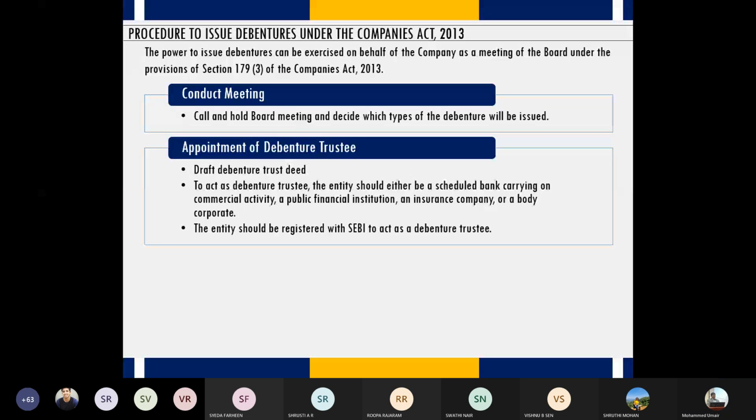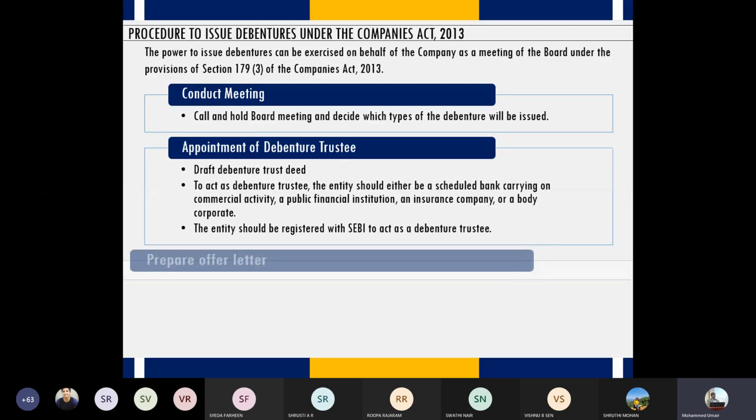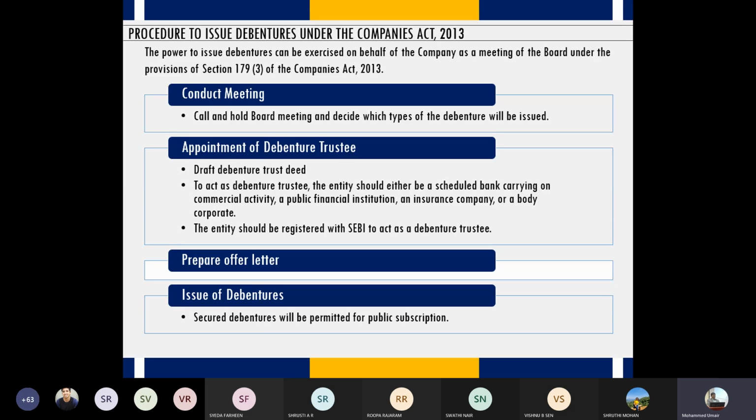So let's say if I am issuing debentures, I can appoint ICICI Bank as a debenture trustee, and they will ensure that I follow what was decided, right? And most importantly, the debenture trustee should be registered with SEBI. So once I appoint trustees, then I have to prepare an offer letter and invite the public. In case I'm issuing debentures to the public, then I have to invite the public to subscribe for the debentures. And finally, the debentures are issued to the public.